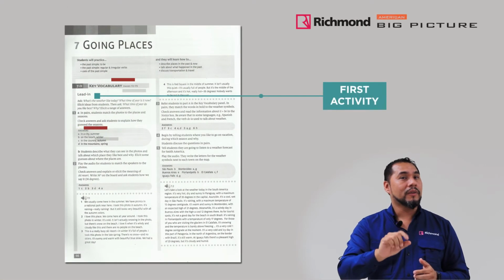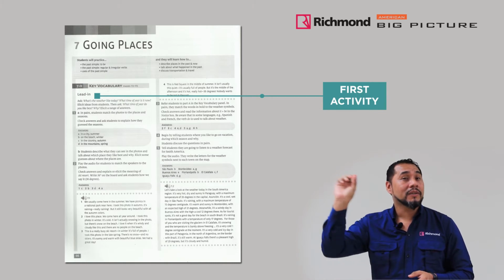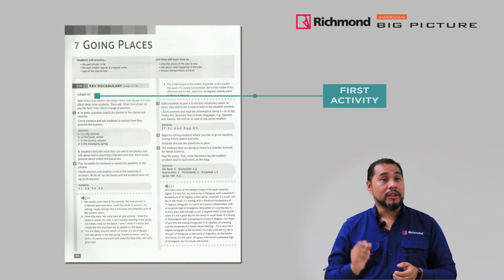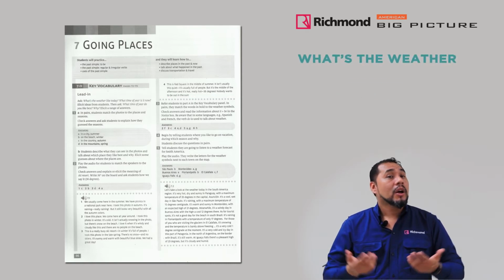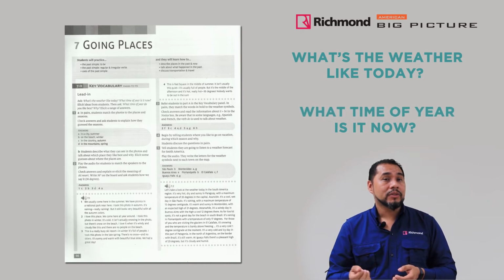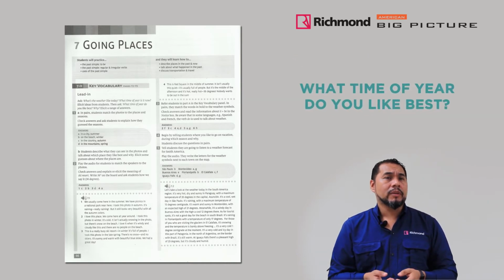Let's take a look at the leading activity in Lesson 1 of Unit number 7. I am going to be guiding you on where to find each of the activities in your teacher's guide. Based on the learning objective, the teacher asks the students, what's the weather like today? What time of year is it now? Write answers on the board if necessary. Then ask, what time of year do you like best?